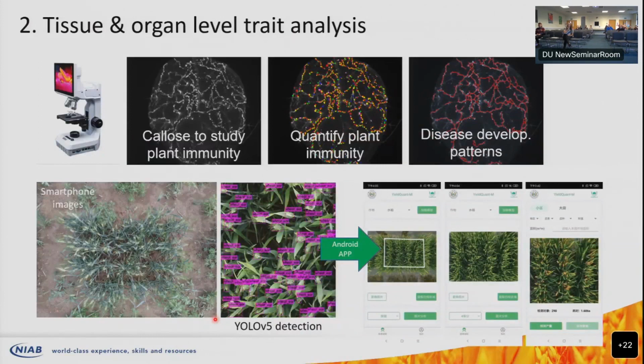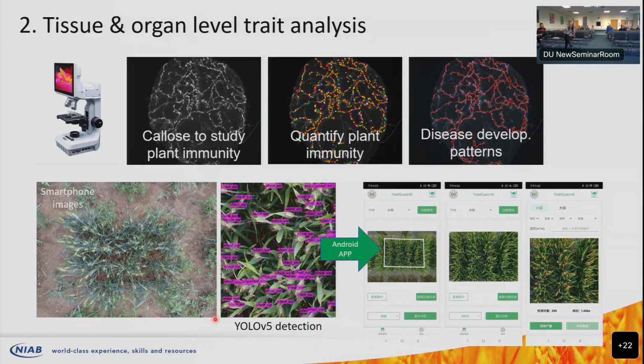The second level, the tissue and organ level, we're using microscopy, and we're generating a lot of videos based on microscopes. As you can see, I'm a computer scientist. I'm sure most of you are more experienced than me in this biological stuff. So we've been studying callose deposition, the pattern of callose deposition, and then linking that with immunity, and generating patterns to understand the disease development over time.